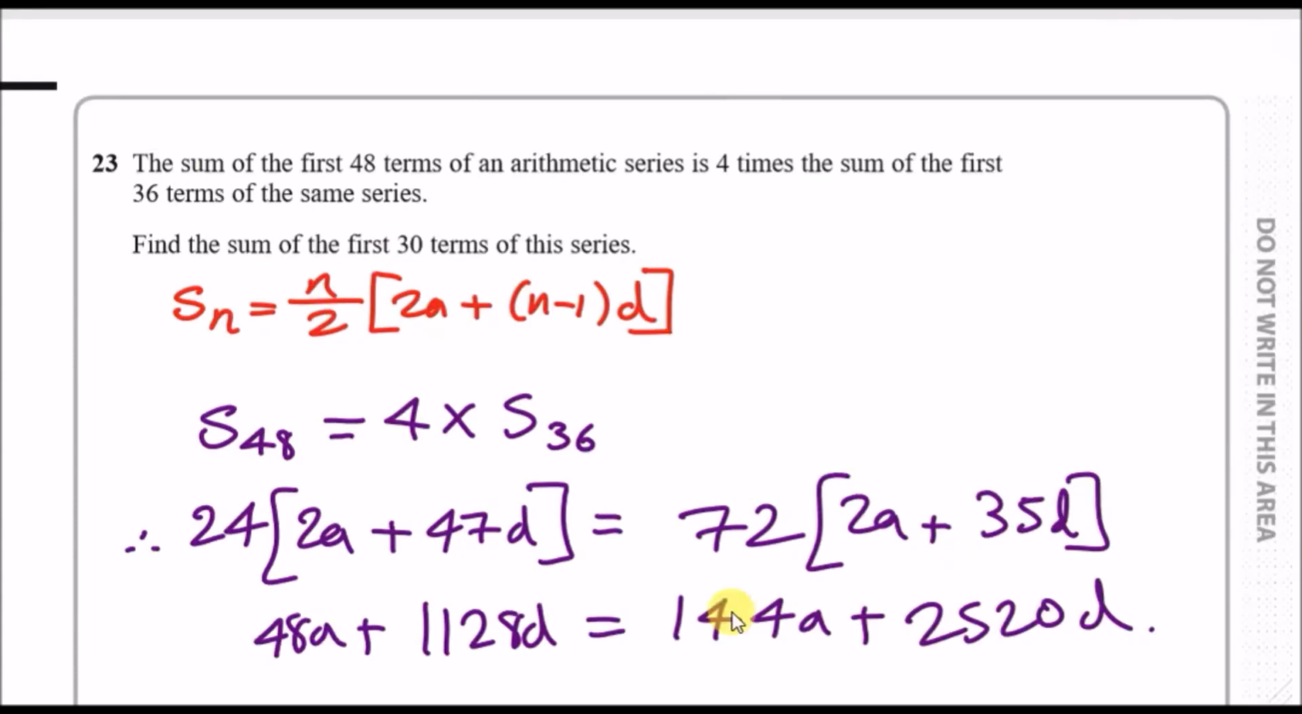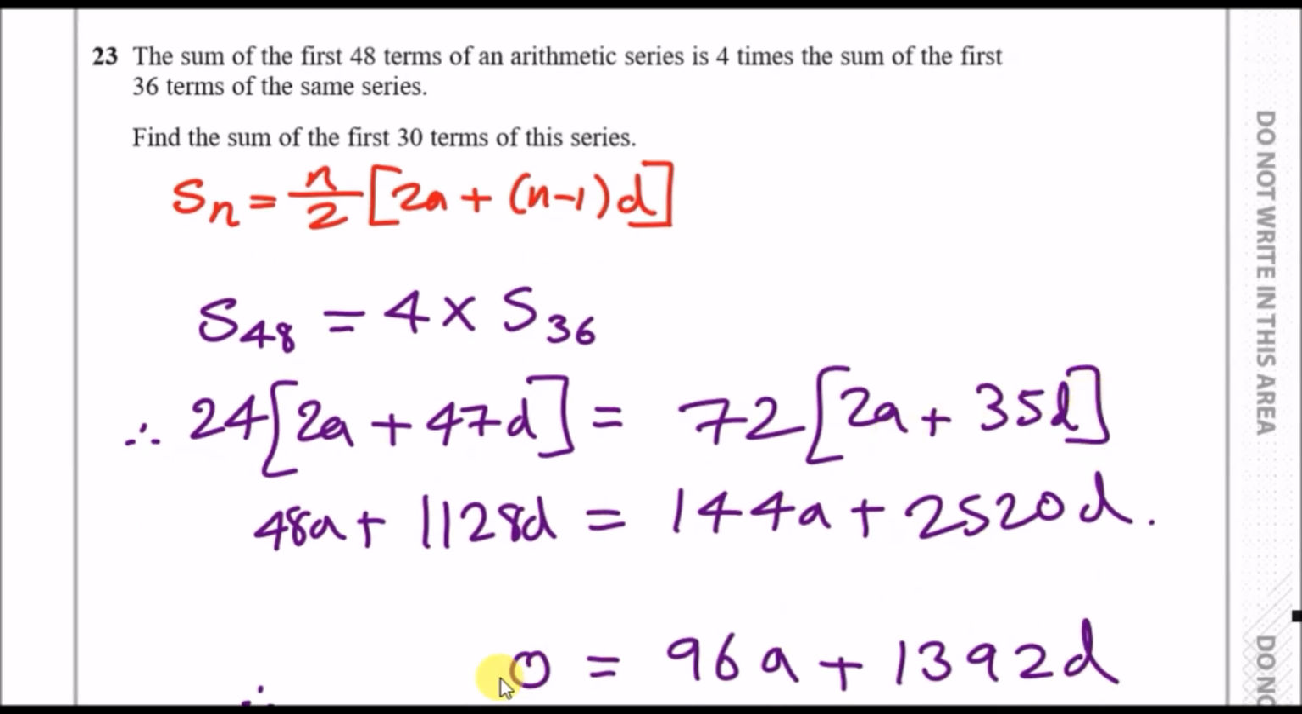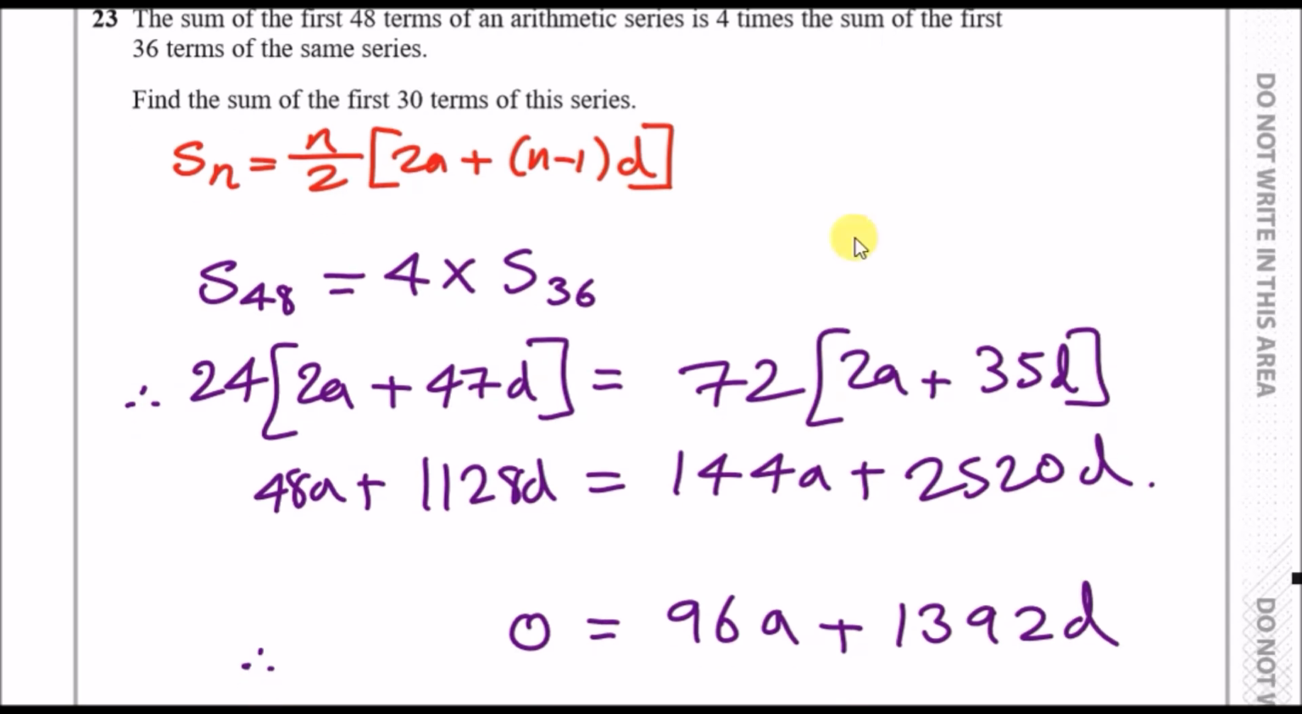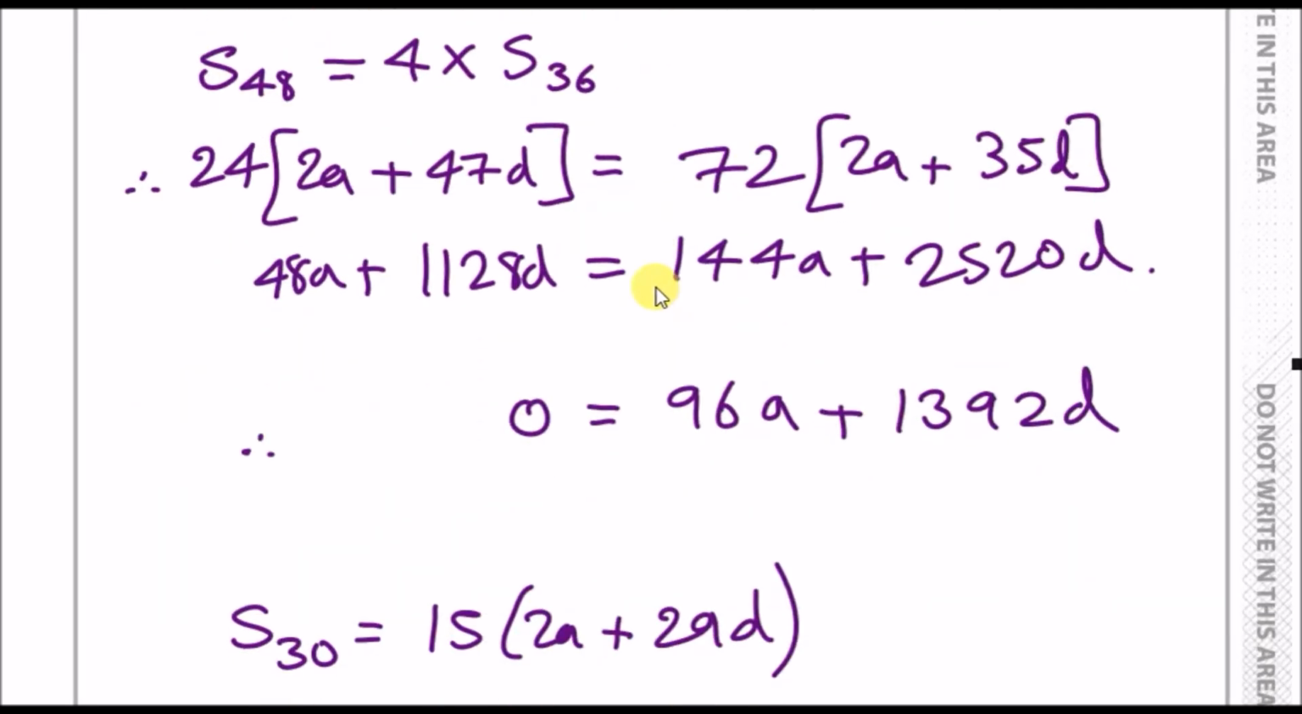At this step you're probably thinking, what should I do next? Well, first things first, let's collect like terms. Let's subtract these two across, and doing so I already did it and I got 0 equals 96a plus so on. So that's fine. However, that's not it. I thought, let me just find an expression for the sum of the first 30 terms. And doing so, I got this. So that's also easy.